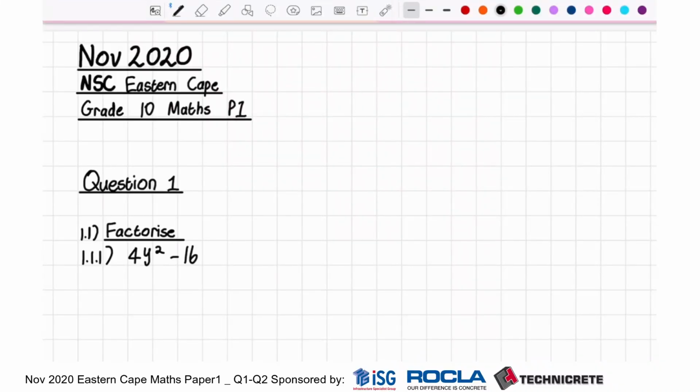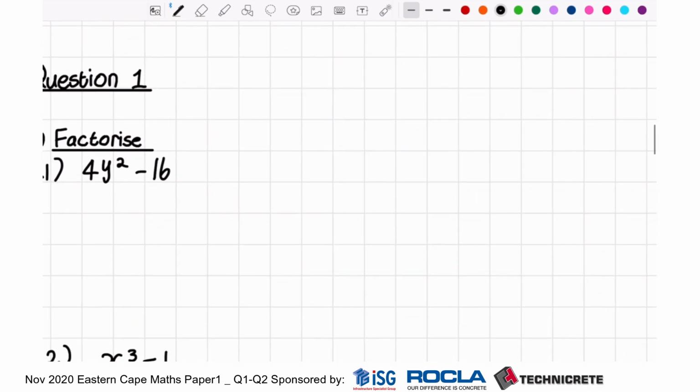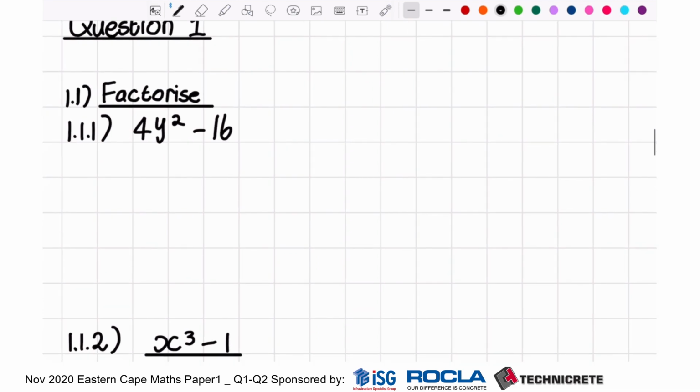November 2020, NSC, Eastern Cape, grade 10, maths, paper 1. So for question 1 and part 1.1, we're asked to factorize the following terms. So for this first one, 1.1.1, I've got 4y squared minus 16.